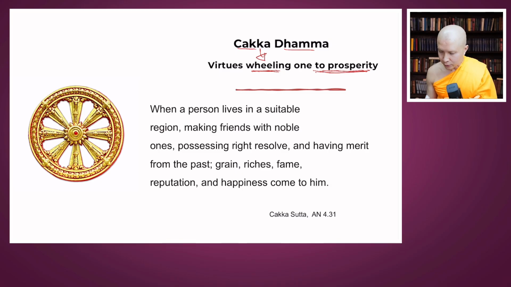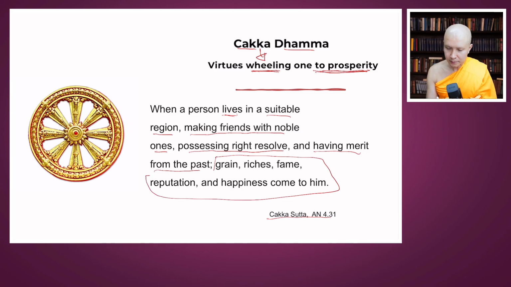So in the Chakka Sutta from the Anguttara Nikaya, the Buddha said, when a person lives in a suitable region, a suitable place, and makes friends with the noble ones, possesses the right resolve, and has merit from the past, all of this will come to them. Gain, riches, fame, reputation, happiness come to the person who possesses these 4 things. You may be wondering why gain comes to them.